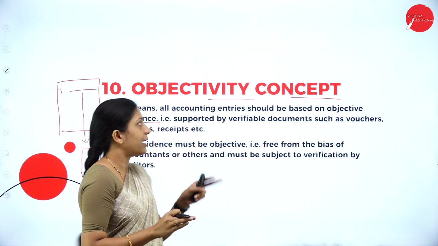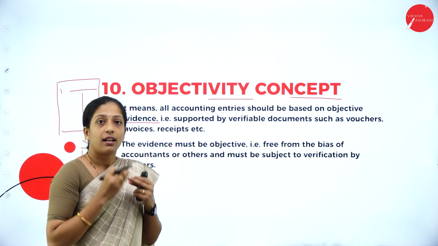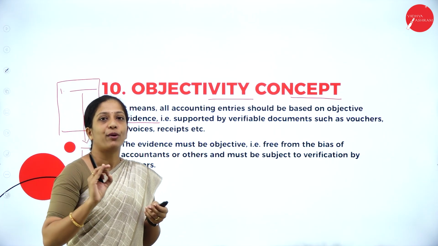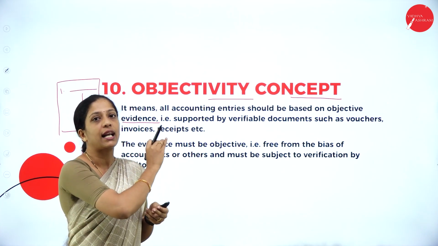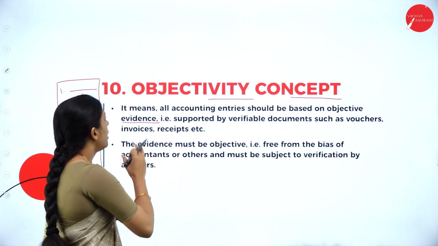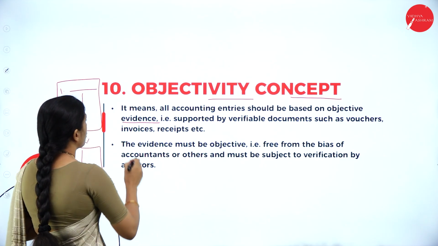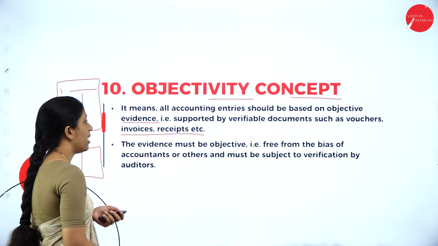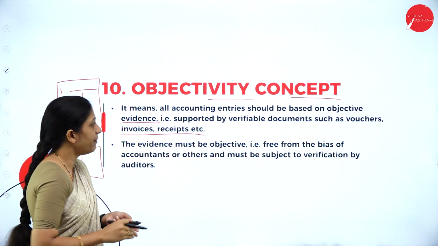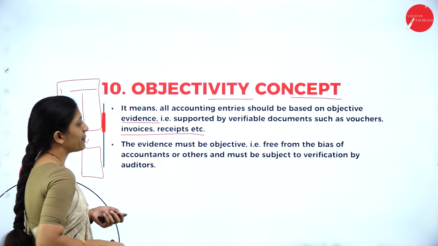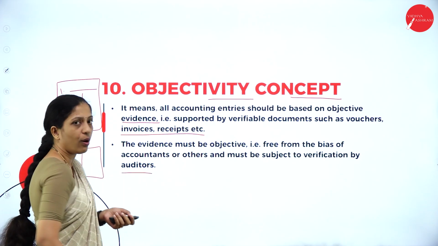So according to this concept, nothing can be written as per my wish. I should have a proper documentary evidence. Then only I can record in the books of account. That is supported by verifiable documents such as vouchers, invoice, receipts, etc. The evidence must be objective, that is free from the bias of the accountants or others, and must be subject to verification by the auditors.